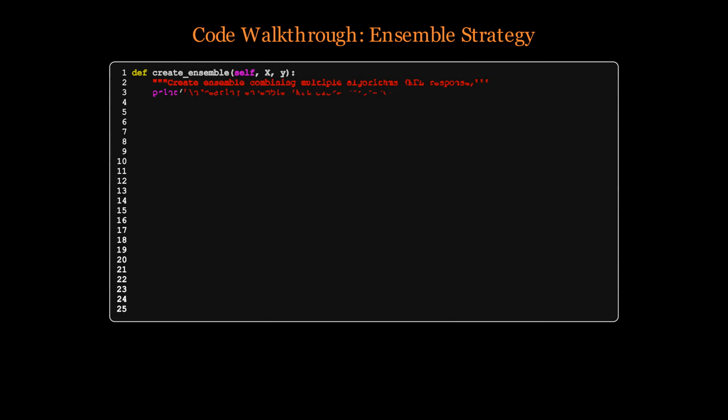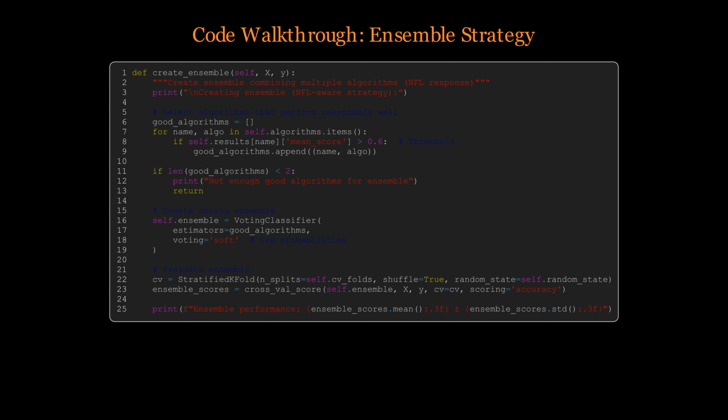The ensemble creation method represents our strategic response to the no free lunch theorem. Instead of picking just one algorithm, we combine multiple good performers. This voting ensemble leverages the strengths of different algorithms while mitigating individual weaknesses. We use soft voting with probabilities for more nuanced decision making. This approach often outperforms any single algorithm because it captures different aspects of a problem structure.